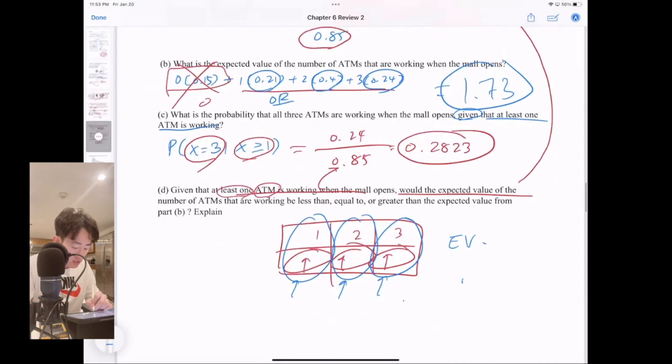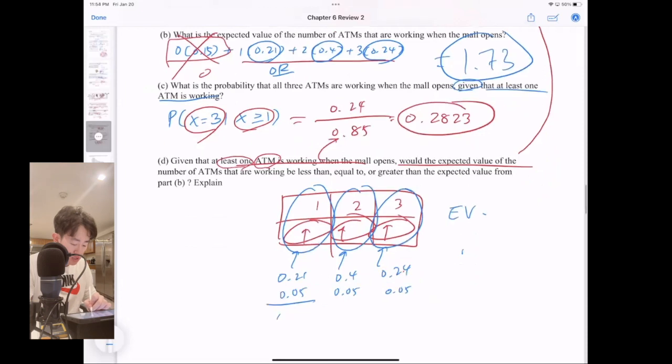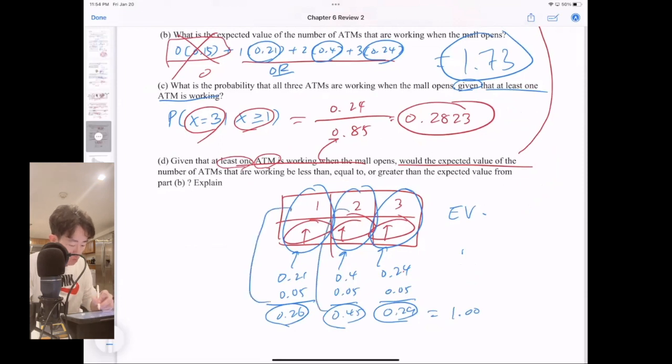So that will give you an example. It originally started with 0.21, 0.4, and 0.24. I can give 0.05 here, 0.05, 0.05, just equal amount shares distributed, which will increase these to 26, 45, and 29. Now, when you add these three, it gives you a valid 100% probability distribution model. And when you multiply the 1, the 2, the 3 with its respective probabilities, obviously the expected value will go up from 1.73. So the answer here is greater.